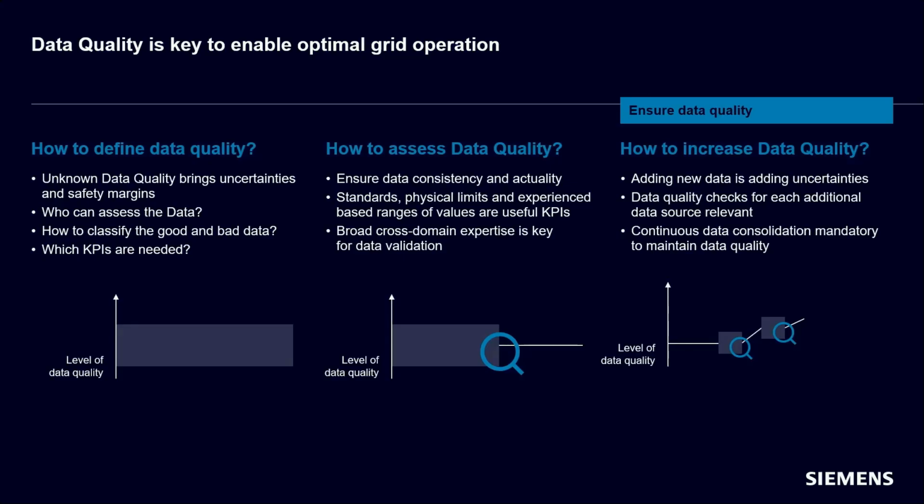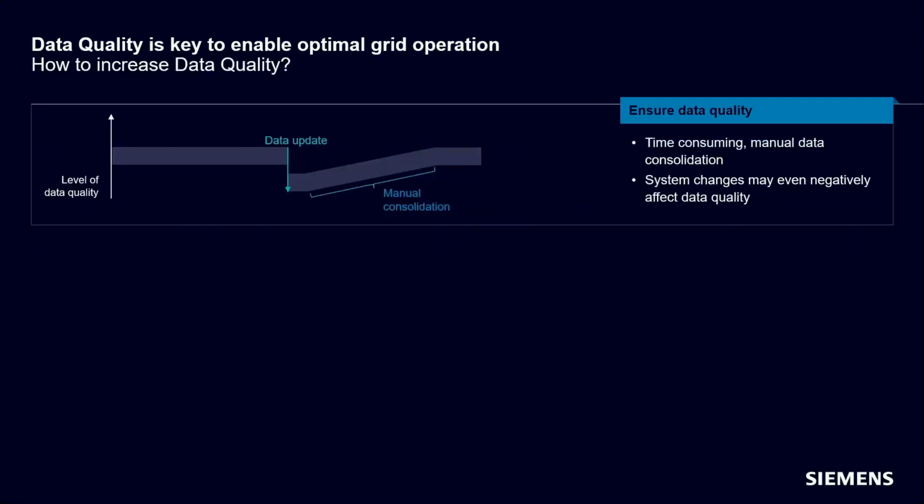In the next question, you need to address how to increase data quality continuously. As explained before, adding new data is always adding uncertainties. So you need to implement continuous data consolidation and data validation to maintain your data quality. On the next slide, I have given you a more detailed example.